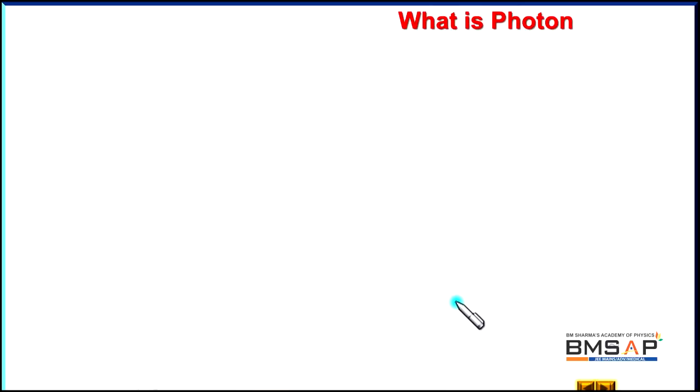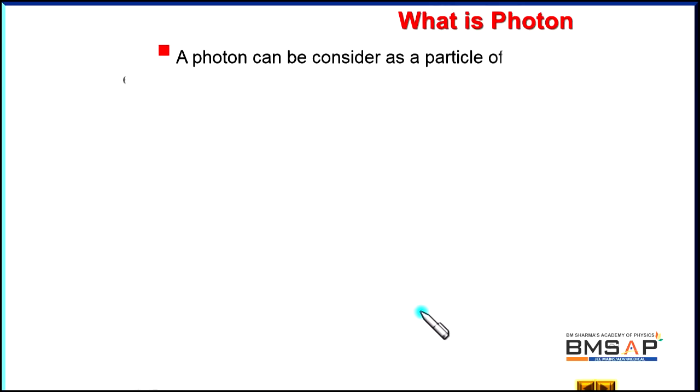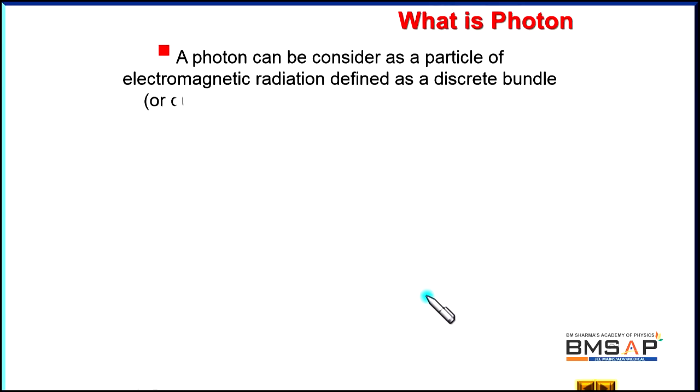The concept of photon and quanta comes from quantum mechanics and quantum theory. Quantum mechanics is a mathematical model that describes the behavior of particles on atomic and subatomic scales. It demonstrates that matter and energy are quantized, or come in small discrete bundles. So, the first point about the photon: it can be considered a particle of electromagnetic radiation, defined as a discrete bundle or quantum of electromagnetic energy, right.